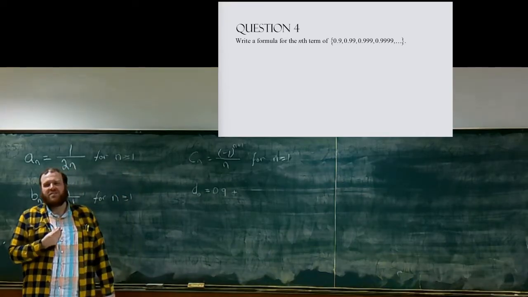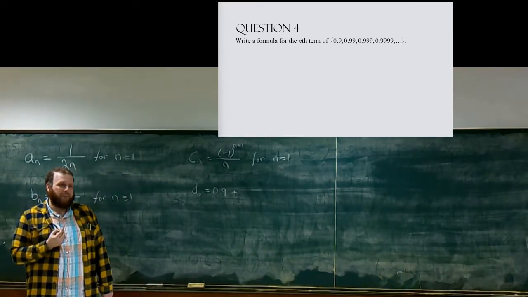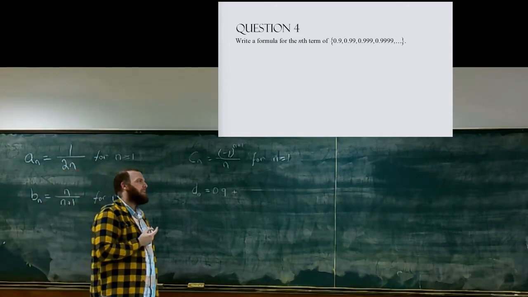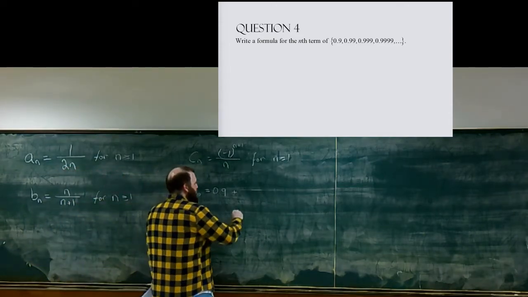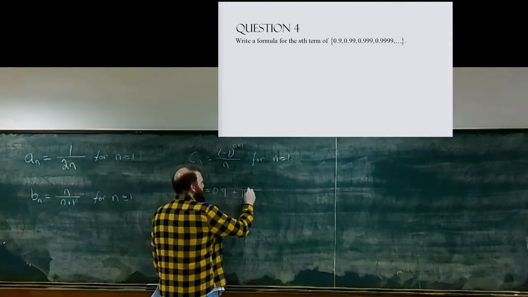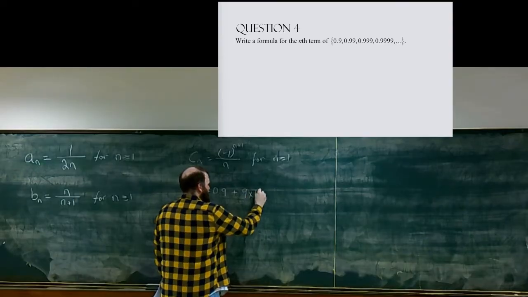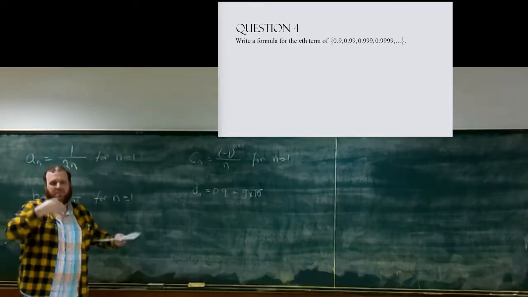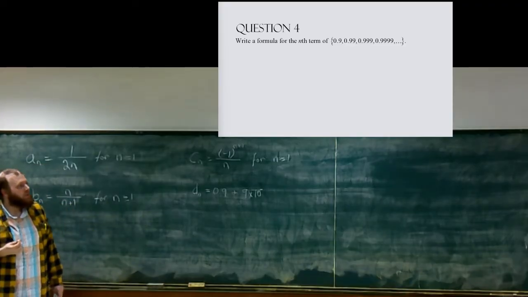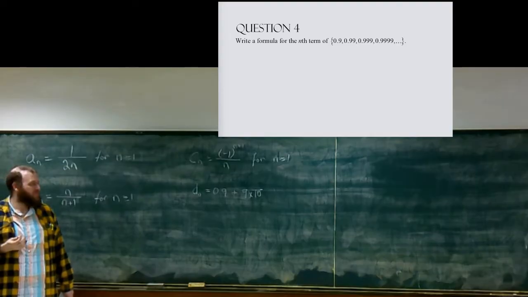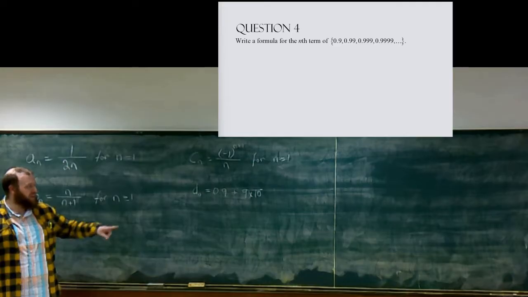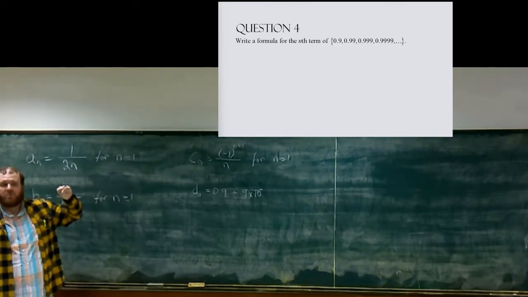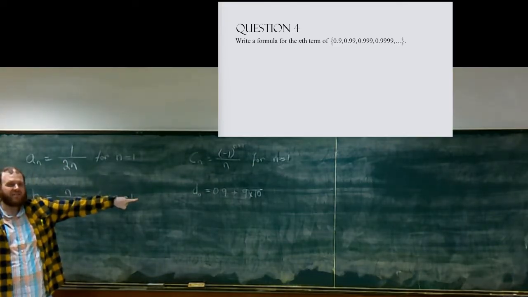So there's going to be a problem with this. Right, so it's going to be 9 times 10 to some negative power. So for the first term, this is where the problem comes in. It's 0.9 plus 0, and there's no way to get 0 out of that.